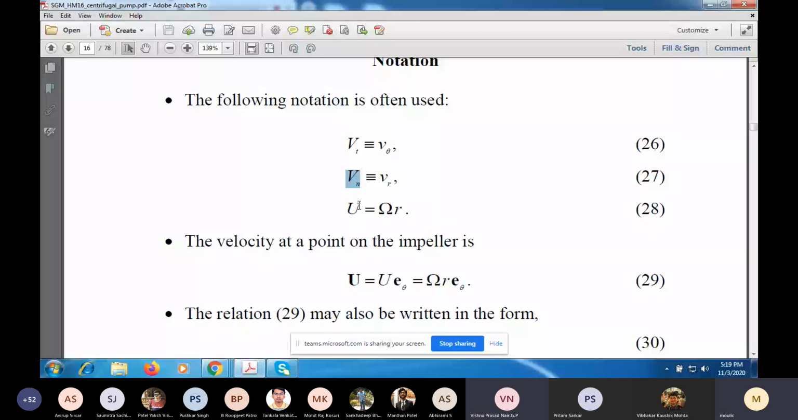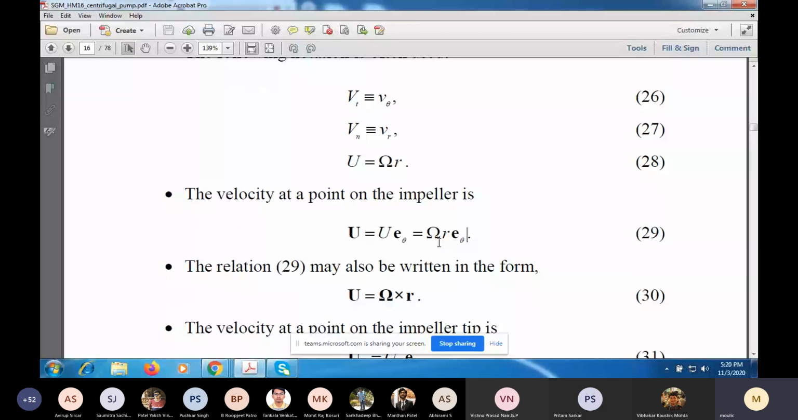And we'll also use the symbol capital U to be omega r. So this is the speed of a point on the rotor. So if you look at the velocity of a point on the impeller surface, we'll call it the vector u. It will be the scalar u into e theta. So it is omega r into e theta because this is rotating. Or if you want to write it in vector form, you can show that this is the angular velocity vector cross r.